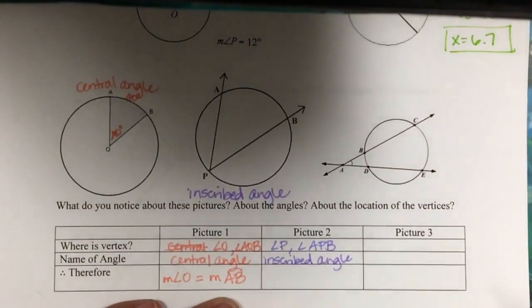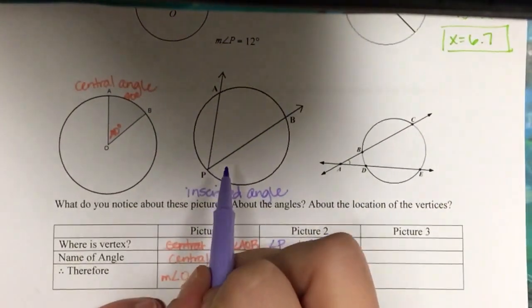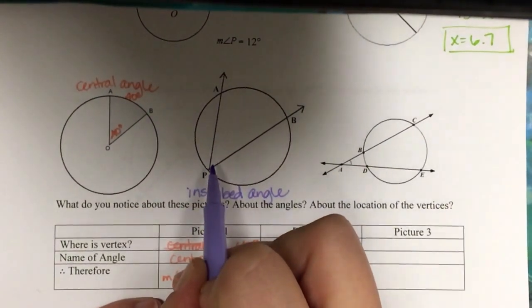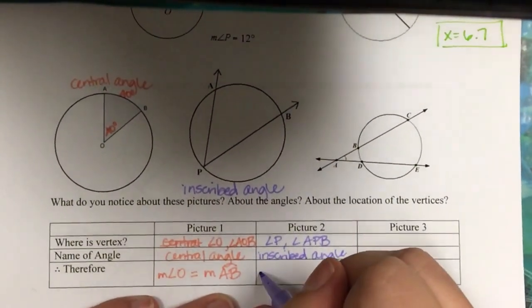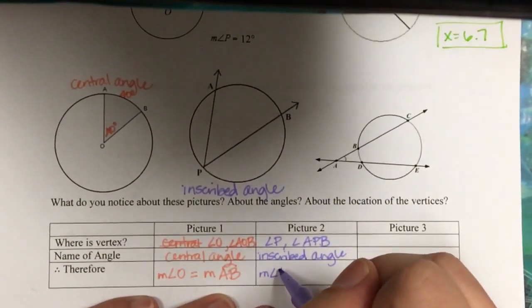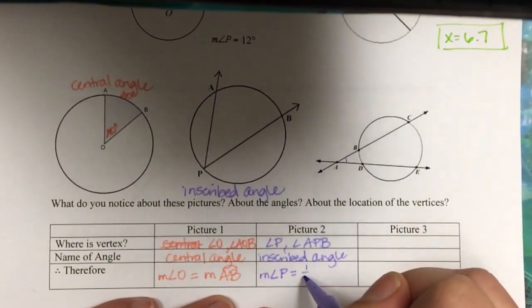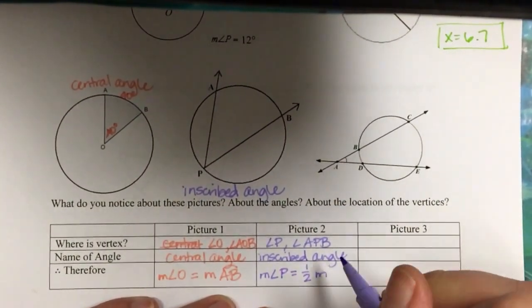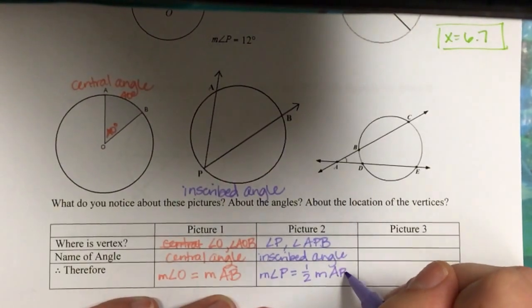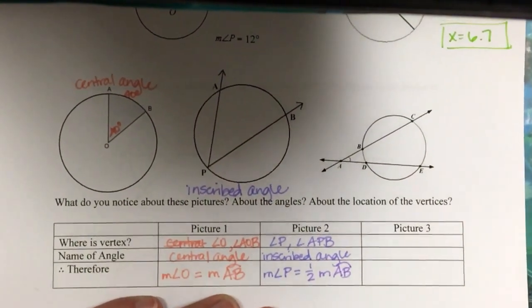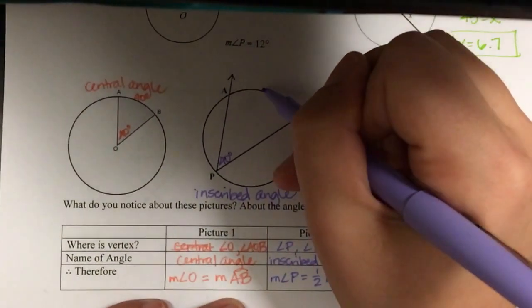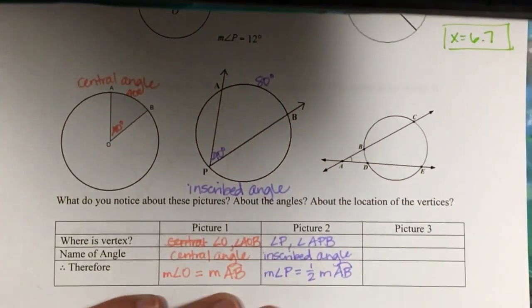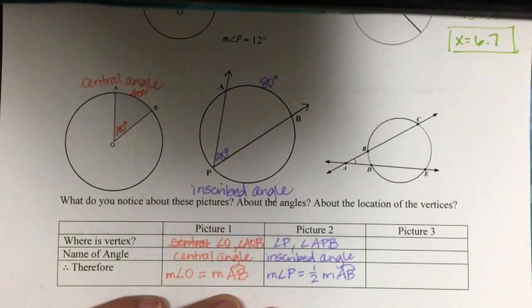And the thing that's special about an inscribed angle is that the actual angle is half the measure of its intercepted arc, okay? So the measure of angle P equals 1/2 the measure of arc AB. So let's say this time that this angle is 40 degrees. Well, that means that this arc is 80 degrees because the arc is twice the angle.